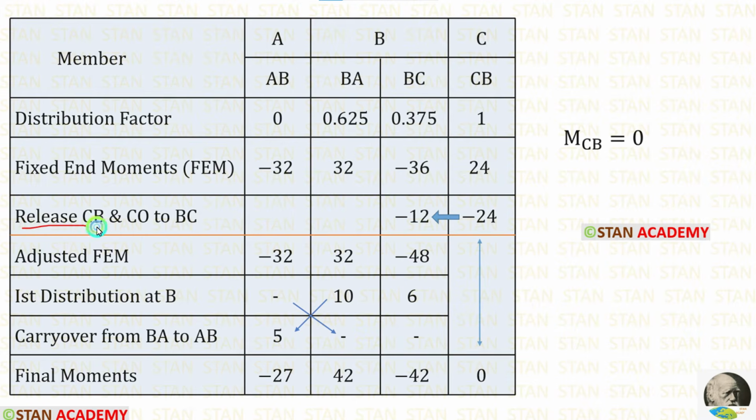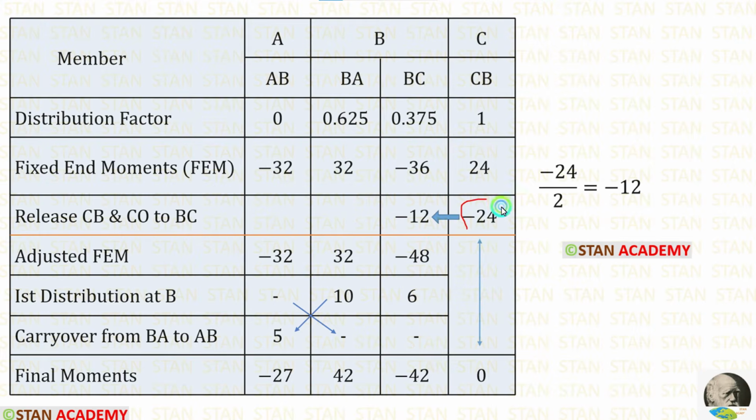So we have released CB and we have to give the carryover from CB to BC. Half of minus 24 from CB will go to BC. Minus 24 upon 2 is minus 12. Now let us calculate the adjusted fixed end moments. For AB and BA, there is no change. For BC, we have to add these two values. After adding, we are getting minus 48.